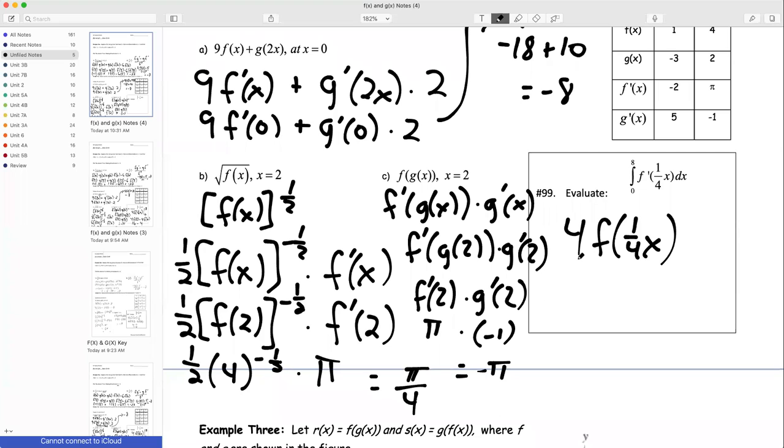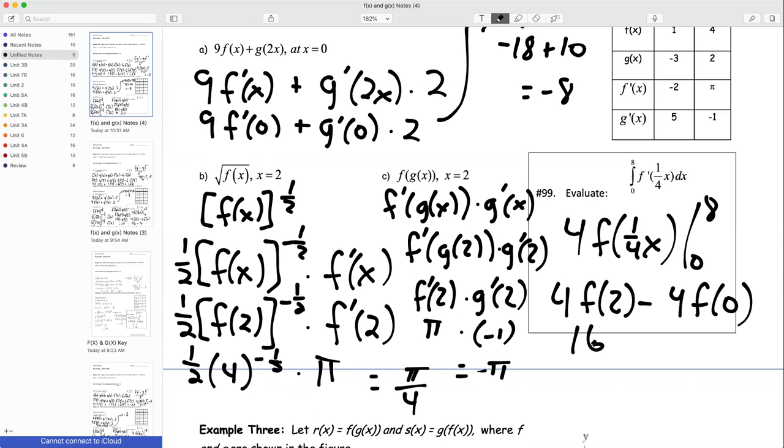Okay, now I'm going to evaluate it from 0 to 8. So I plug in 8, I've got 4 f of 2 minus 4 f of 0. f of 2 is, I think it's 4, isn't it? Yes, so that gives me 16. f of 0, is that 1? Yes. So that gives me 16 minus 4 for a grand total of 12.